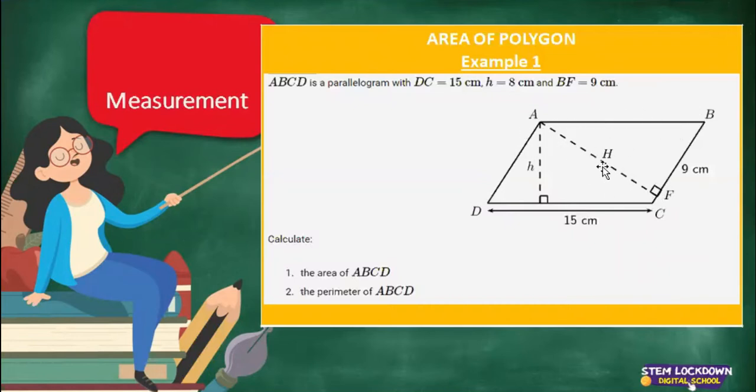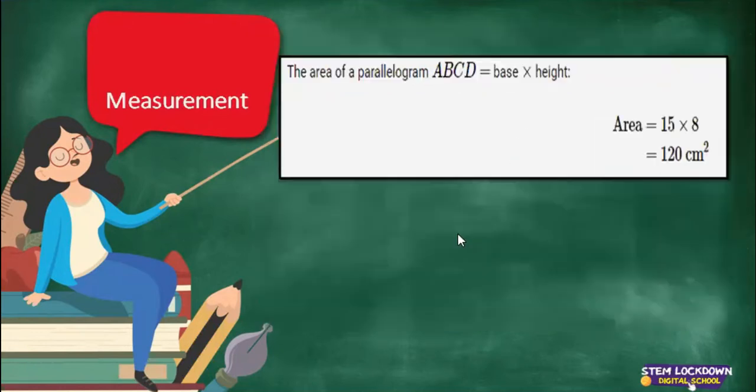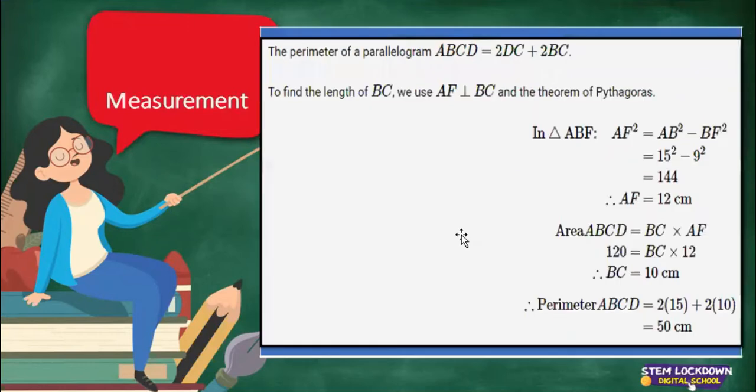So using the theorem of Pythagoras, we're trying to find our side AF. Once our side AF is found, we can use it to find the side AD, which is equal to BC.